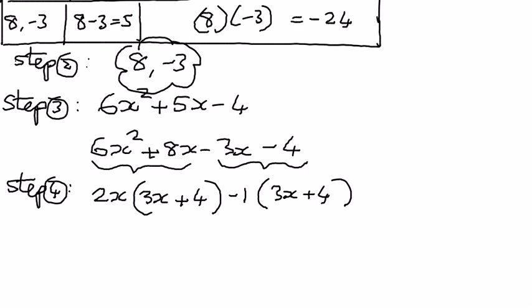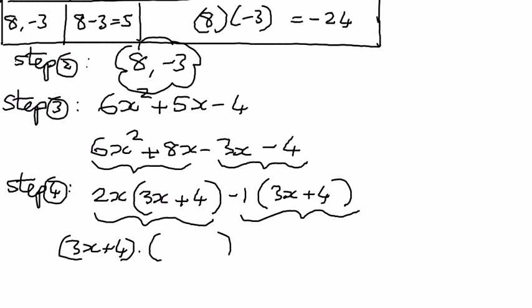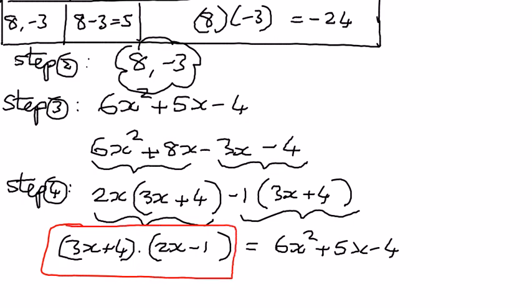So if I look at this expression and this expression here, 3x plus 4 is common. So I can pull out 3x plus 4 as common. And in this second set of parentheses, I have 2x minus 1. Therefore, this is the factored form of this given trinomial, which is of the form ax squared plus bx plus c. The given trinomial is 6x squared plus 5x minus 4. So this is our factored form of this given trinomial.